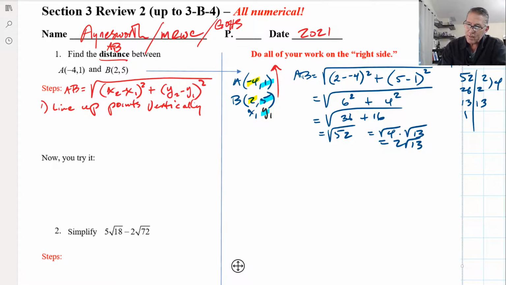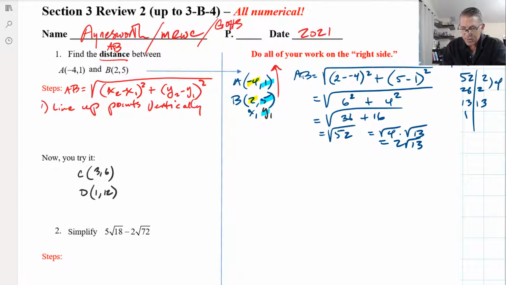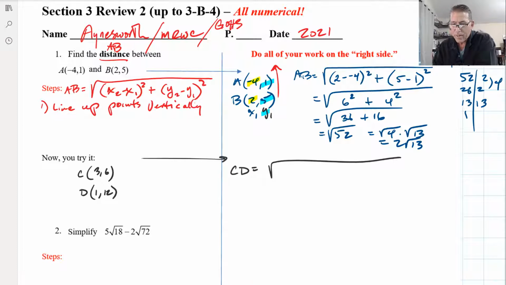All right, now you try it. Let me give you a couple of new points. Let's call it C. So A, B, C, D, right? Alphabetical. So let's say it's (3, 6), point D, and let's say it's (1, 12). Just making that up. All right, let's work it out. Find the distance between C and D now. Start off with the square root and go for it. Pause the video now, work it out, and when you're ready, press play.